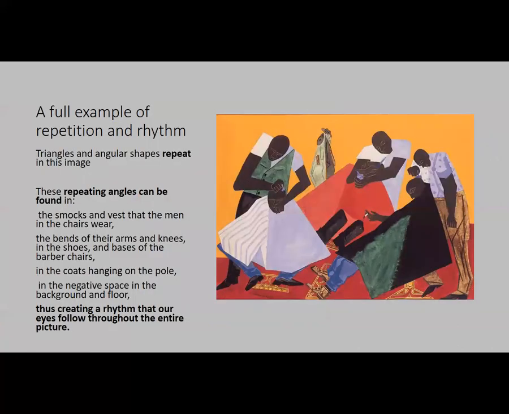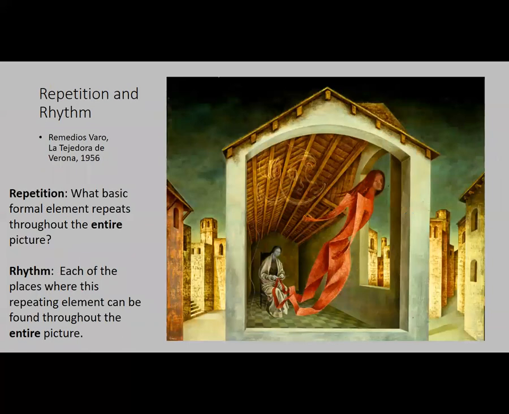So we already went through all of that. Now we're going to look at this piece by Remedios Varo. And so, what basic elements repeat? If I was in class with you, I'd make you tell me, but I'm not in class with you. So I'm going to say that rectangular and square shapes repeat. The rectangular shapes that repeat throughout the entire image create a rhythm.